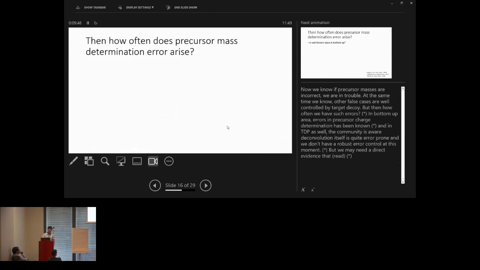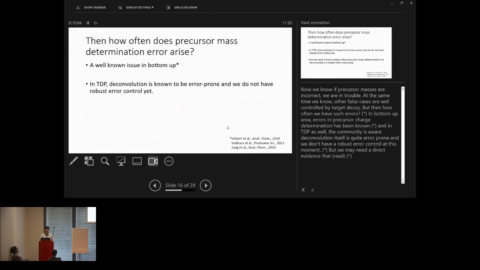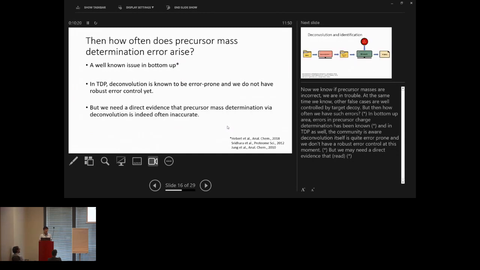Okay, now we know this is very bad when we have precursor mass error, because FDR control is not working. But then how often does precursor mass determination error arise? This kind of precursor mass error has been well known in the bottom-up community, and people try to correct these errors in charge determination. In top-down, there's no specific study yet, but people are aware that deconvolution is not very stable, it is error-prone, and we still don't have any robust error control. That means it should be quite frequent. But we wanted to see direct evidence that this is actually happening quite a lot.